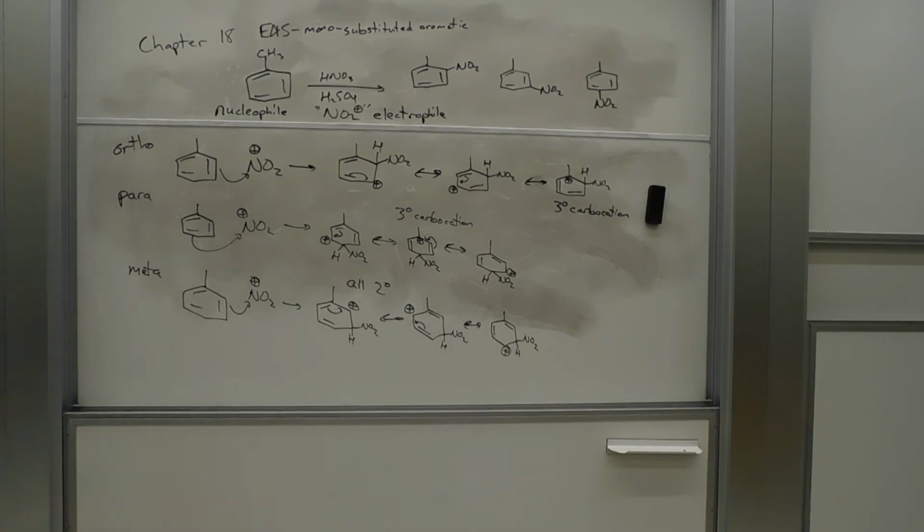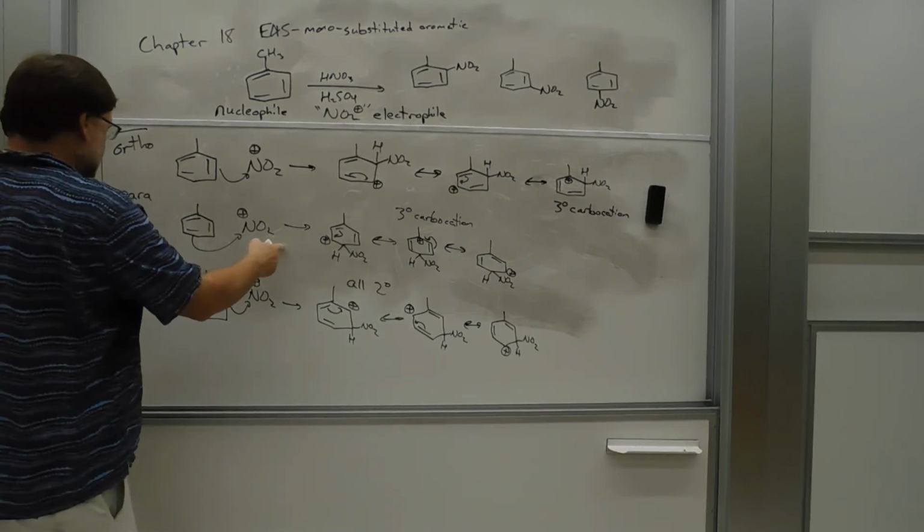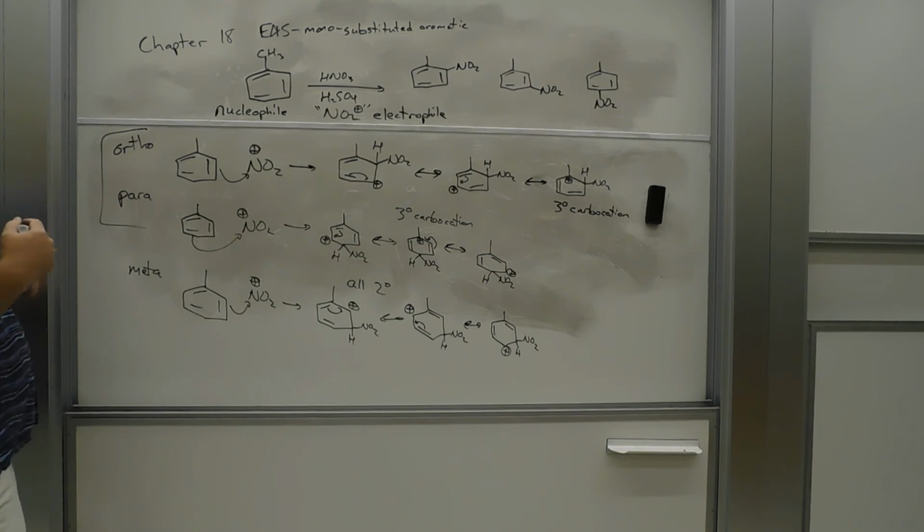Let me make sure these are all on the screen for you. Yeah, they are. So what this says is, the intermediate for the ortho and para substitution is going to be easier than the meta. They're going to be more stable than the meta.